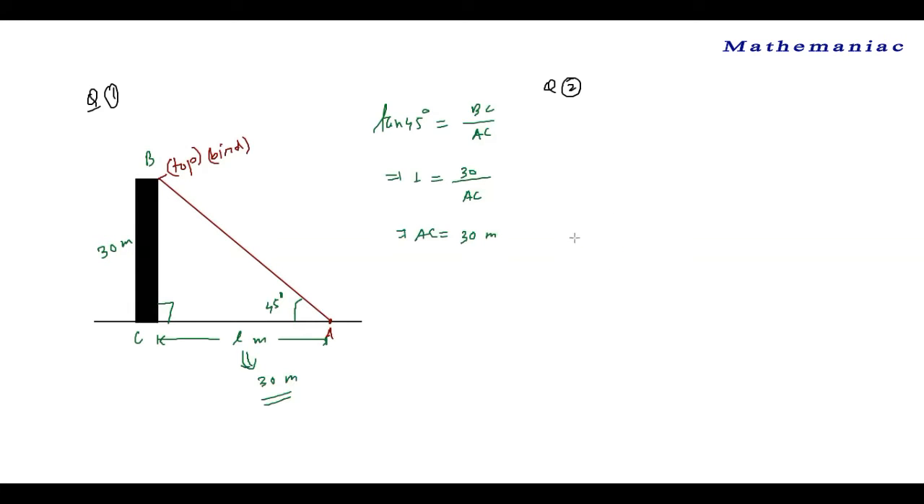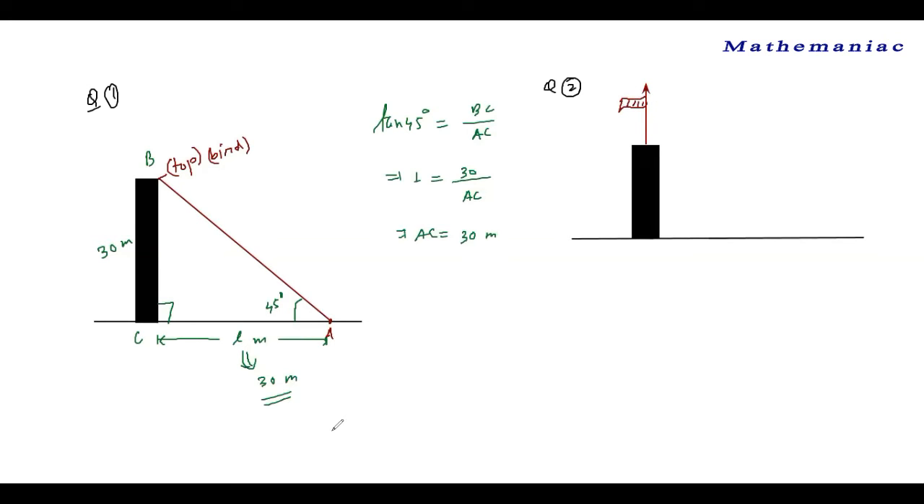Now, in the other type, there is a horizontal line. Right? This is the horizontal line. Then suppose there is a building. This is the building. And on the top of the building, suppose there is a flagstaff. There's a flag here, right? So this is the flag.